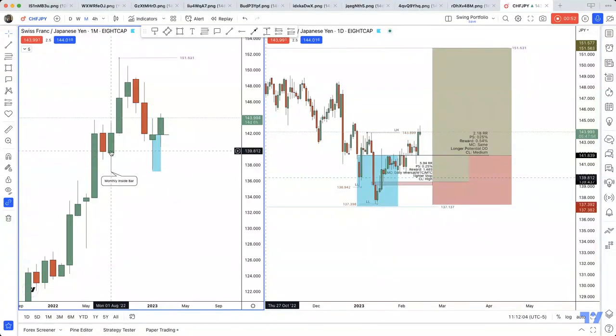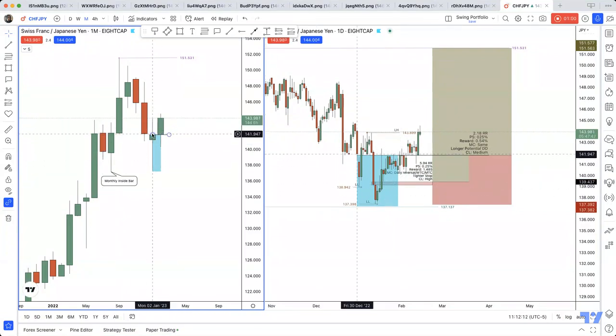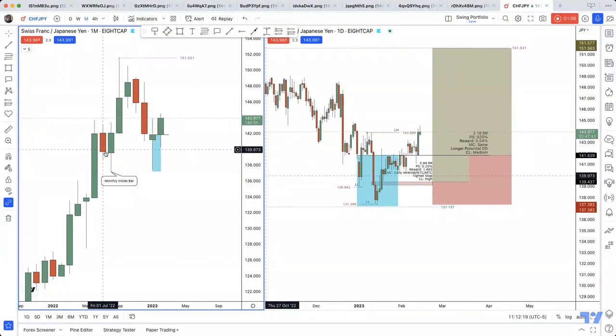I see that last year we had an inside bar, a monthly inside bar, which is right here. And this is what price is actually testing right now. So inside bars represent momentum. Basically, you could see that for the month of July price dropped, it declined, but then in August price ended up going back up, and Swiss yen made a new high around 151.5.